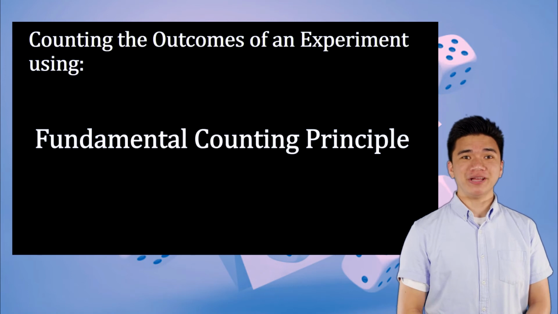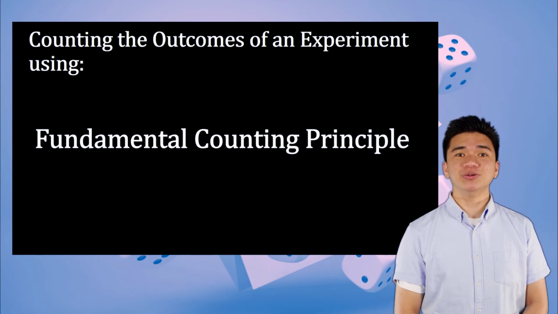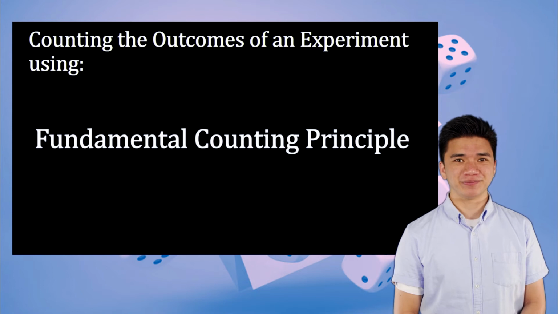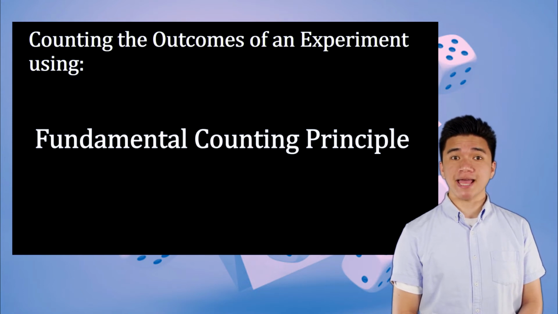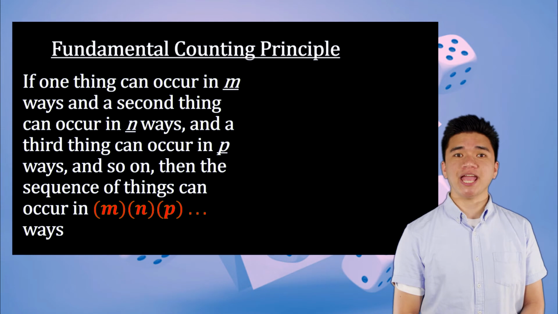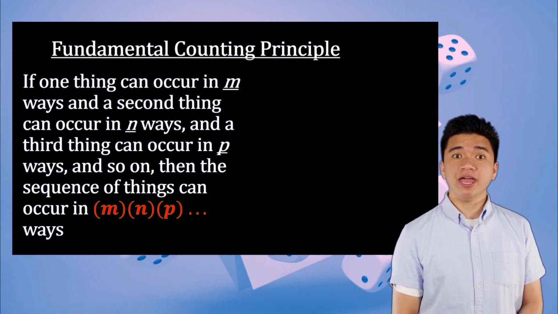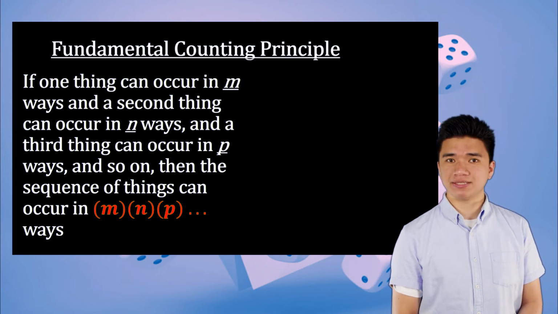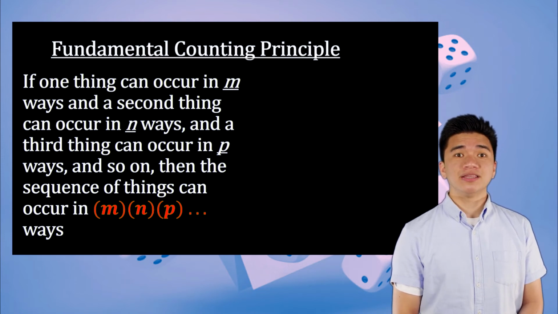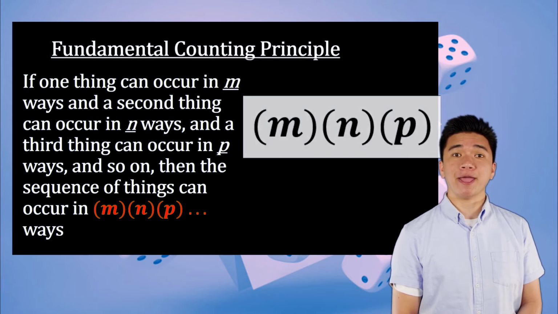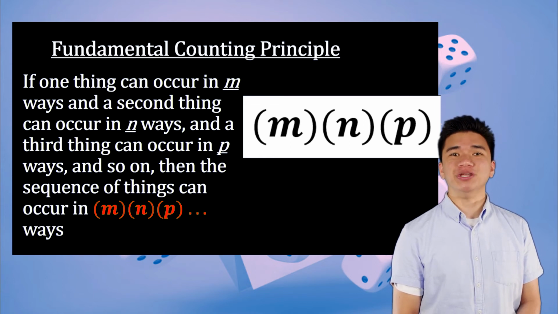We also have the fundamental counting principle. This is used to easily count the number of possible outcomes without the tedious process done by the 3 ways discussed earlier. The fundamental counting principle states that if one thing can occur in m ways, and a second thing can occur in n ways, and a third thing can occur in p ways, and so on, then the sequence of things can occur in m times n times p ways. Let's have an example to illustrate this.